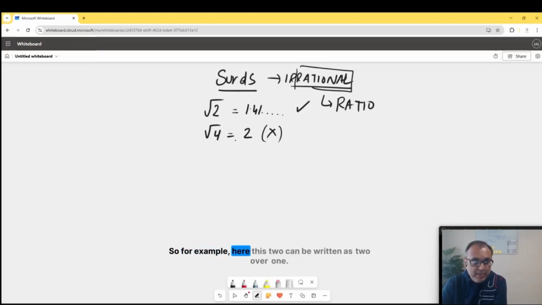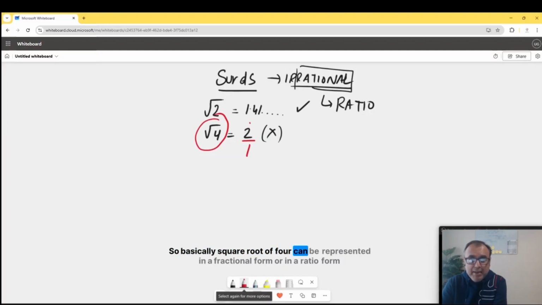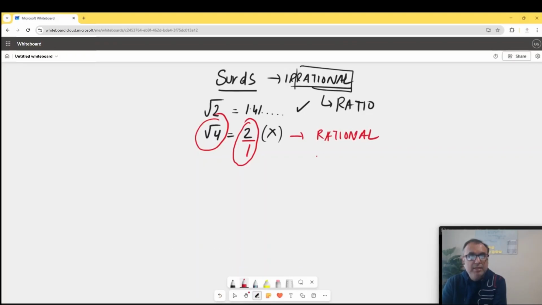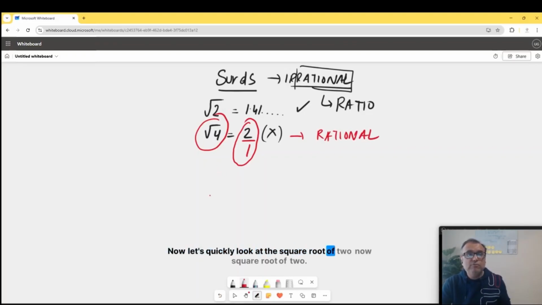So, for example, here, this 2 can be written as 2/1. So, basically, the square root of 4 can be represented in a fractional form or in a ratio form, which is 2/1. And that is why it is not a surd and it is a rational number. Now, let's quickly look at the square root of 2.